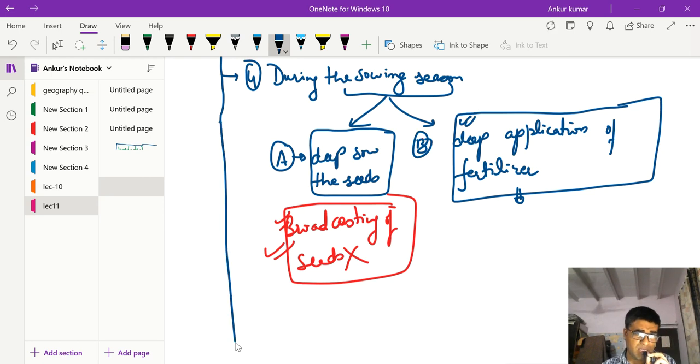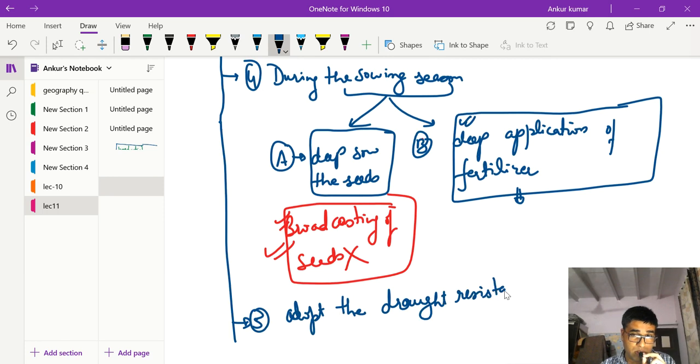The next thing is we have to adopt the drought resistant crops. Drought resistant crops. Okay, the crops which can bear the droughts.